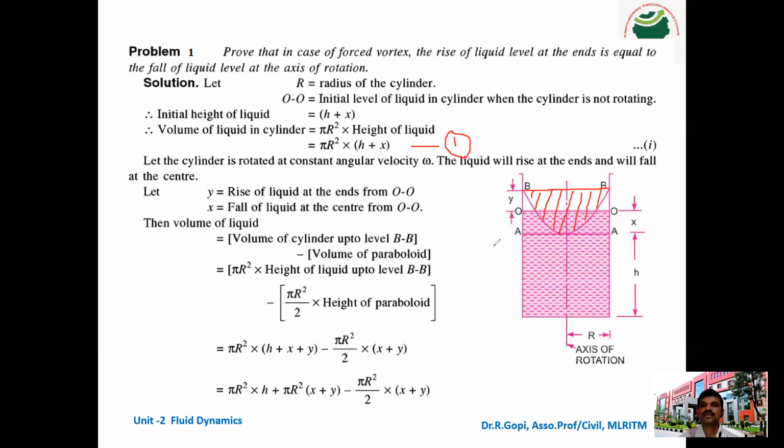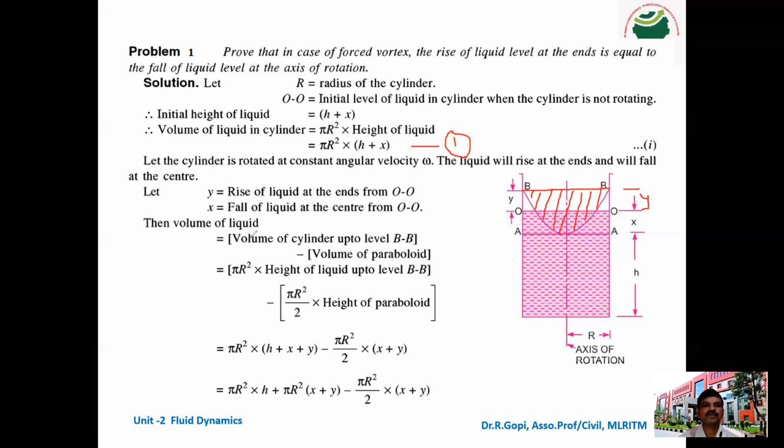So, this is like a parabolic shape. First, initially, we have to calculate the height of h plus x plus what is this height? This is y. Minus, reduce this parabolic volume. So we can get the volume of the liquid.